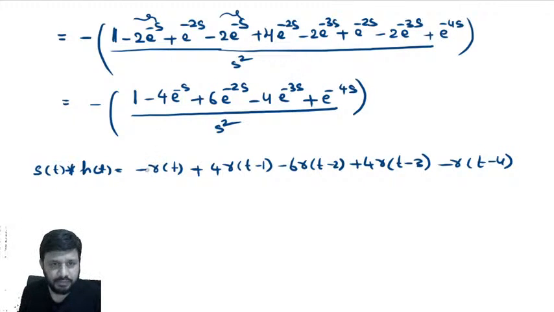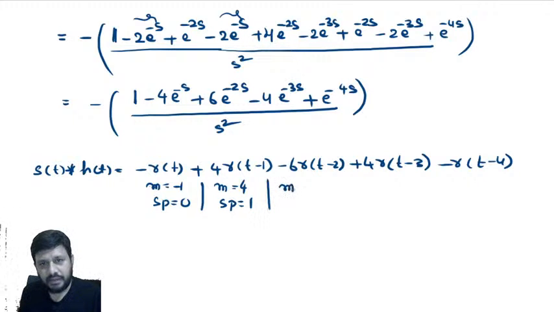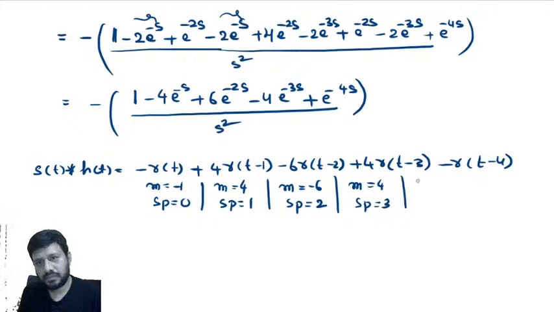Now we have to draw this one. Minus r of t means slope is minus 1, starting point is 0. And if you want to check if you are going to get everything in terms of ramp, if you add all the coefficients, it must result in 0. So here if I add the coefficients, minus 1 plus 4 is 3, 3 minus 6 is minus 3, plus 4 is 1, 1 minus 1 is 0. Yes, correct. So here slope is 4, starting point is 1, slope is minus 1, starting point is 4.